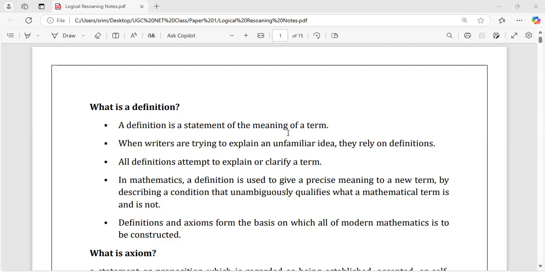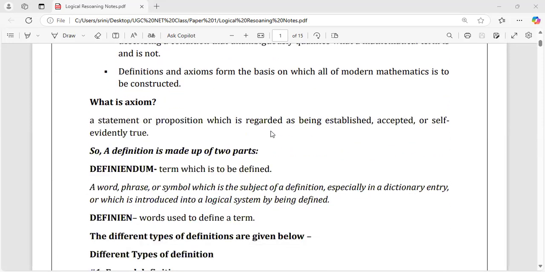Definitions and axioms form the basics on which all of modern mathematics is to be constructed. A statement or a proposition which is regarded as being established, accepted, or self-evidently true is known as an axiom. So a definition is made up of two parts: the defined term and the definand. Term is what is to be defined.